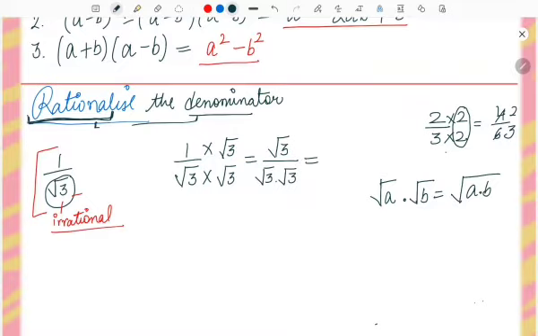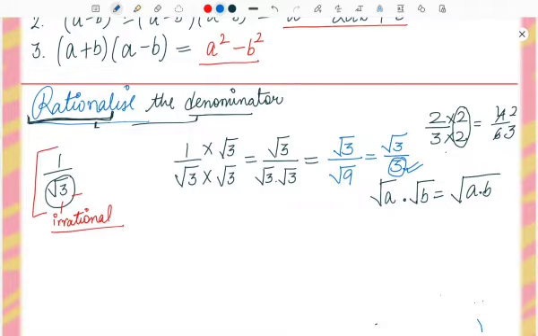So what does this become? Root 3 divided by root 9. 3 into 3 is 9. And 9 is a square number. So what does the denominator become? Root 3 upon 3. The denominator now is a rational number. So we have successfully rationalized the denominator. I hope this is clear.